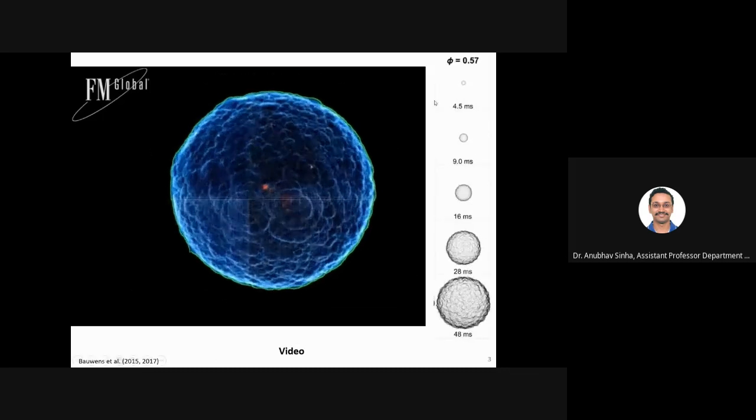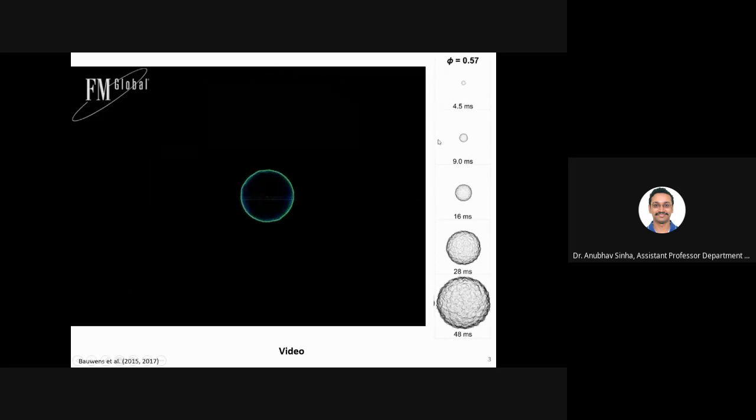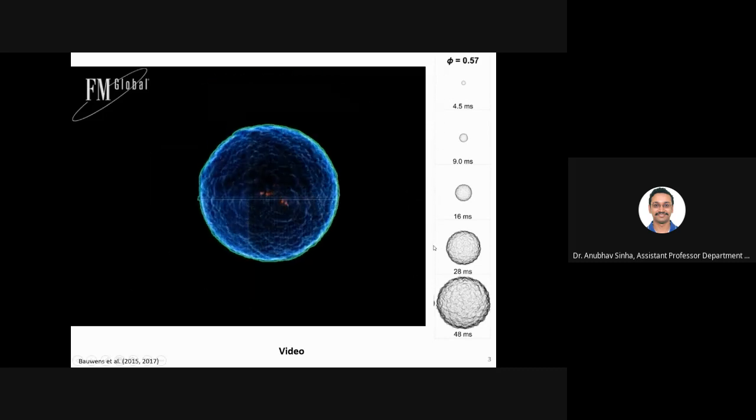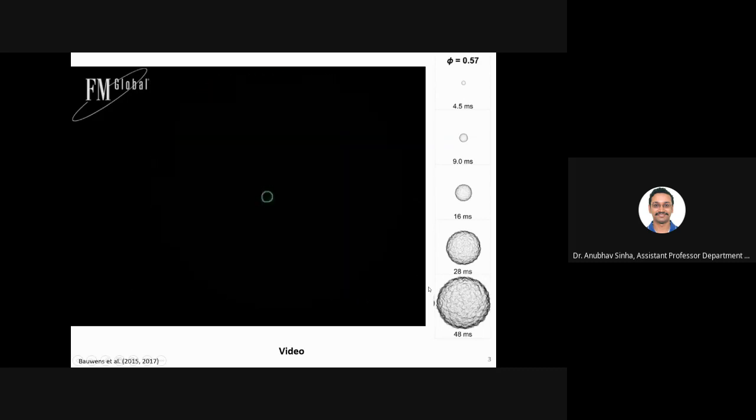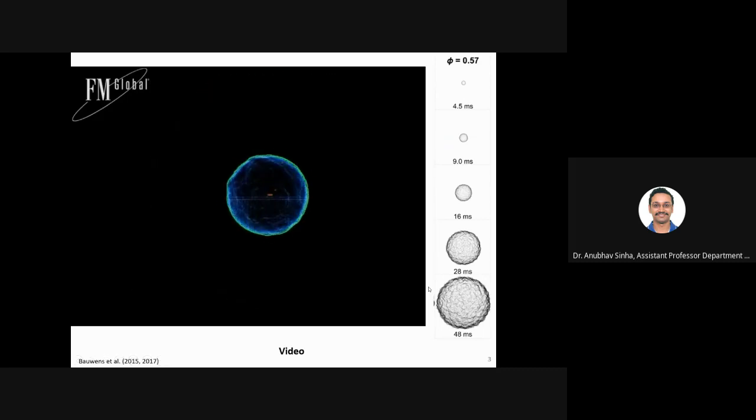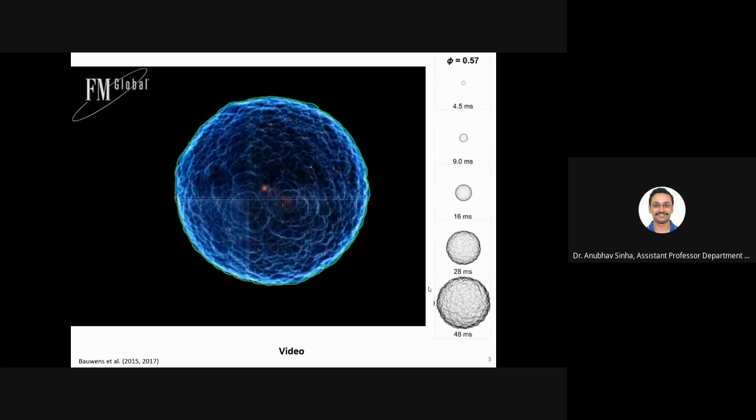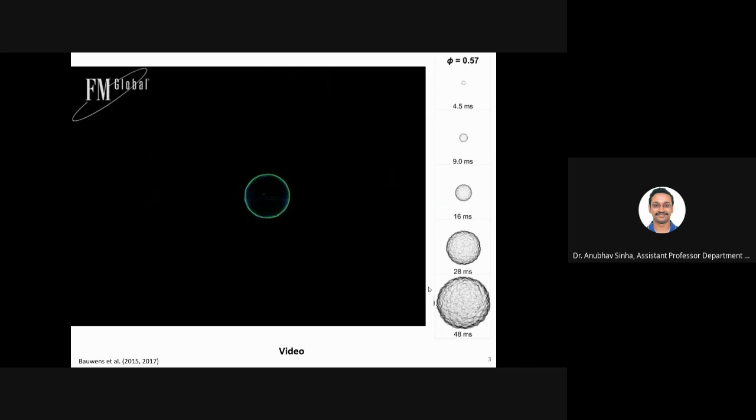So on the right you can see how this spherical flame front expands. There is a lot of interesting physics going on that we will not discuss. I just wanted to give you some flavor of what an actual flame looks like.